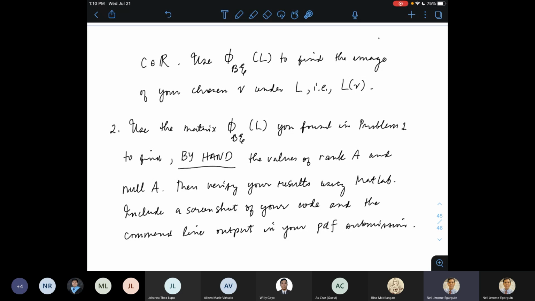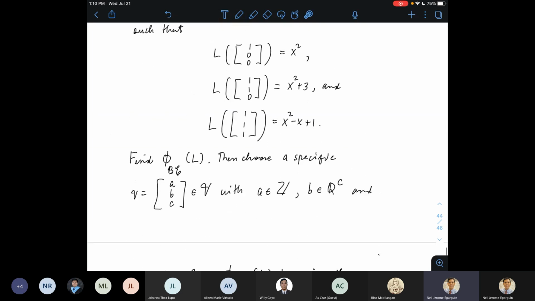And then problem 2 is about nullity and rank, which we didn't have time to finish today. So maybe I'll say a word or two about that next meeting.